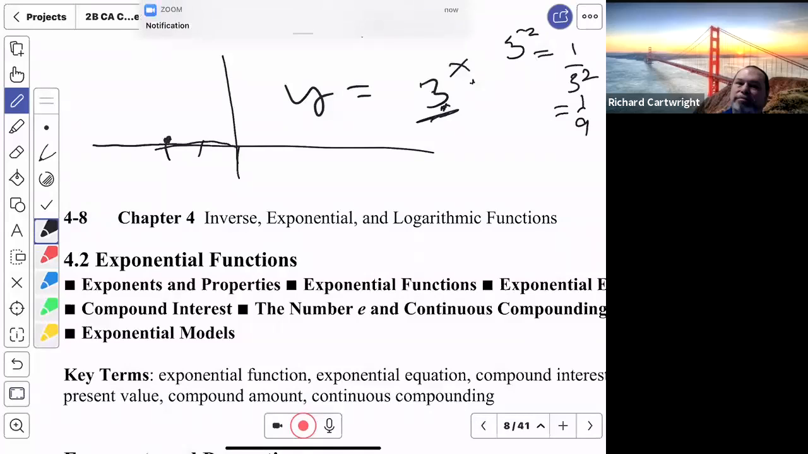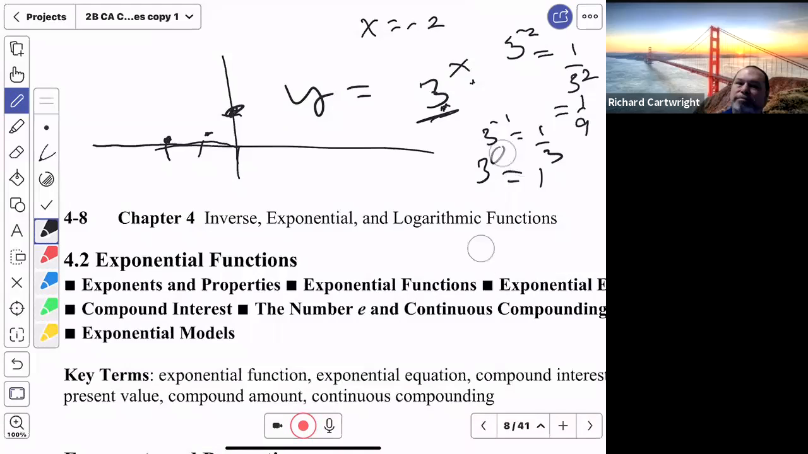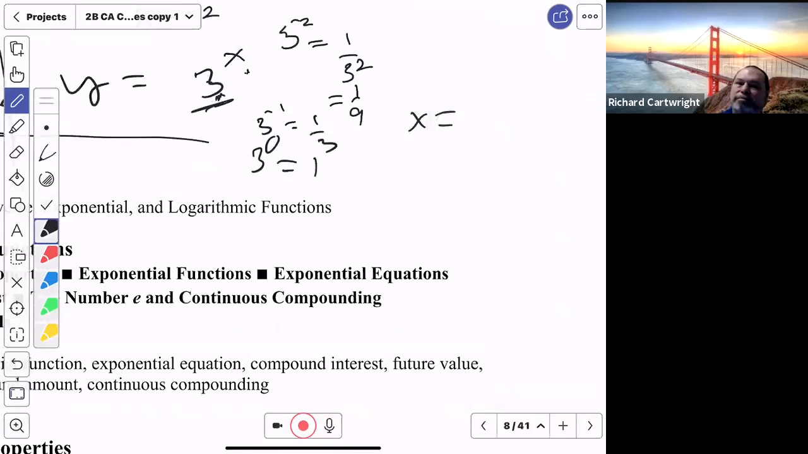If I let x equal negative 1, then 3 to the negative 1 really means 1 over 3 to the 1, which is 1/3. So it goes up a little bit, but not much. If x is 0, 3 to the 0, anything to the 0 power, is 1. So I'm up here now. If x is 1, then 3 to the 1 is 3. If x is 2, 3 to the 2 is 9. So you've got a 1 and a 9.